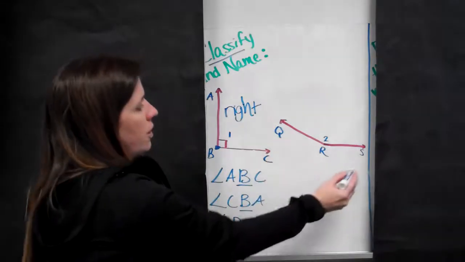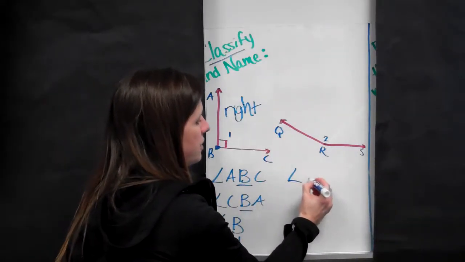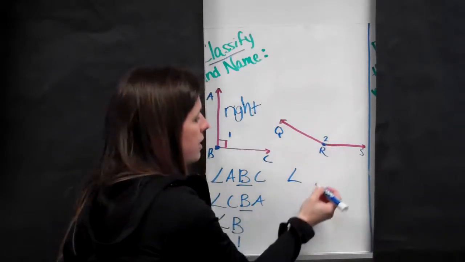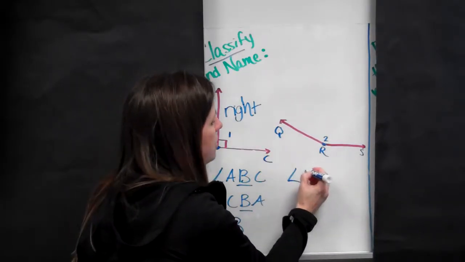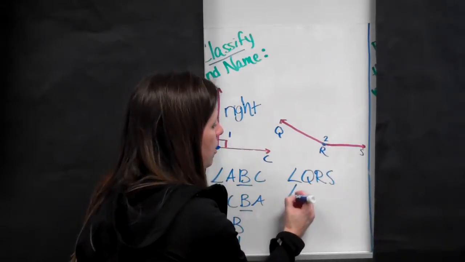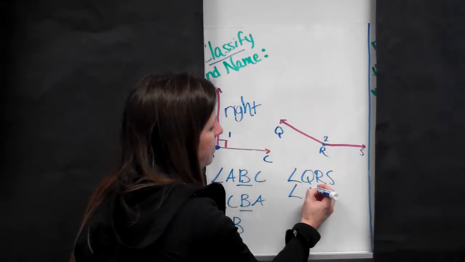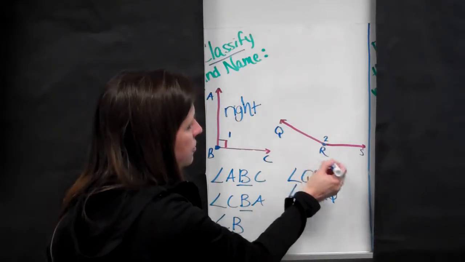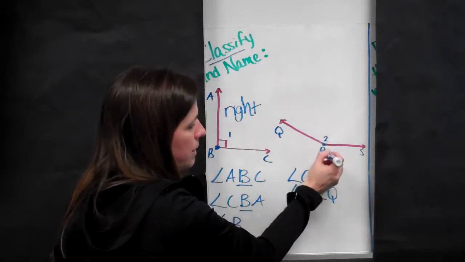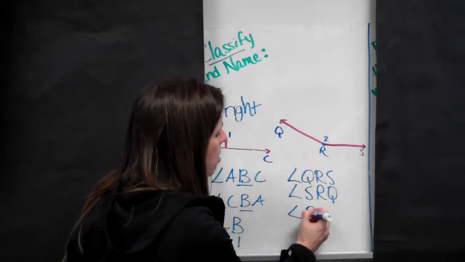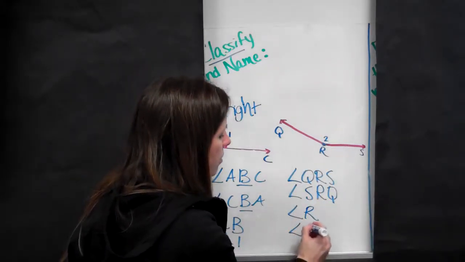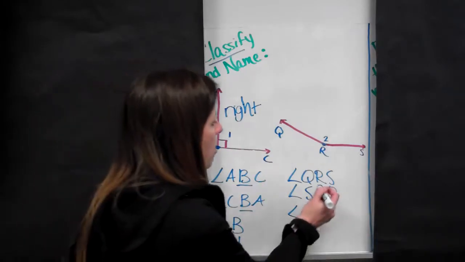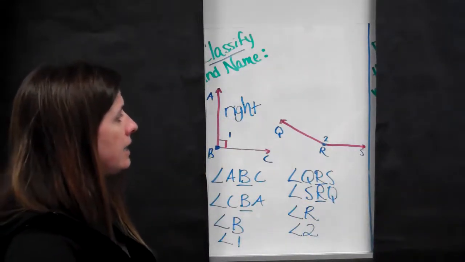This one here, QRS, we're going to start that way. R is in the middle where our vertex is, so that's going to be the letter that's in the middle with the 3 letters. So QRS, or you could go reverse and do angle SRQ, or you could just take the middle letter that's at the vertex and call it angle R, and the number that we have there also helps name it angle 2. Okay, so there's your 4 names. R is in the middle. And then look at the angle.